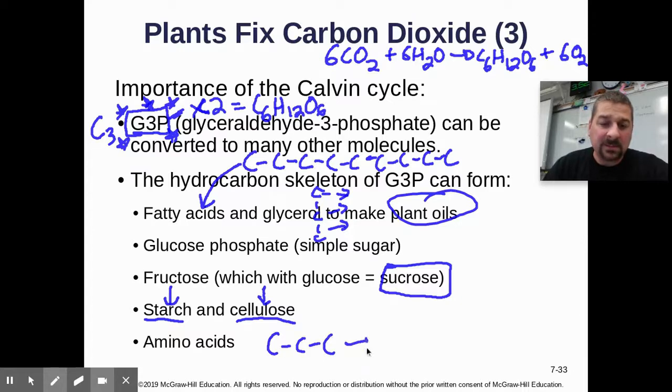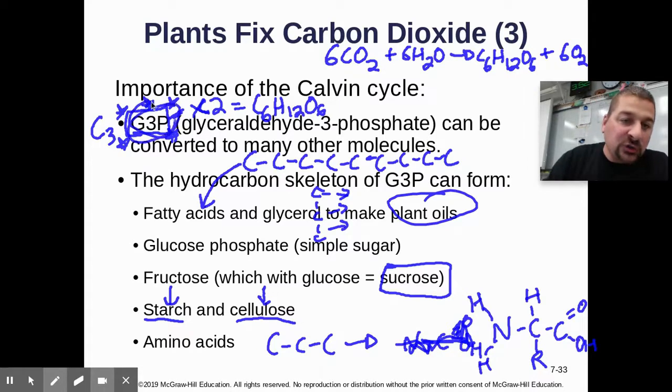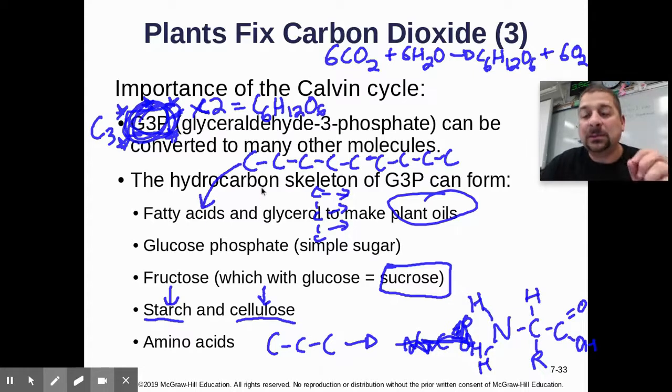can also be the beginning of an amino acid. If we remove a carbon, add a nitrogen, let me get my amino acid right here, NCC. We remove that carbon here, add a nitrogen, a double-bonded oxygen, an OH group. Recognize this? Yeah, it's our amino acid. So actually the beginning of the proteins comes from G3P. So it's an important molecule.